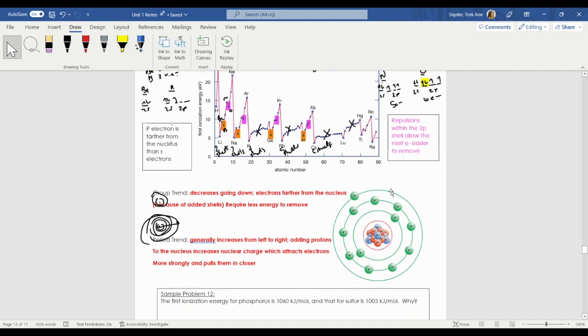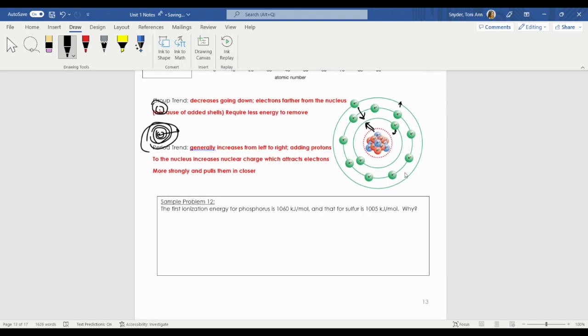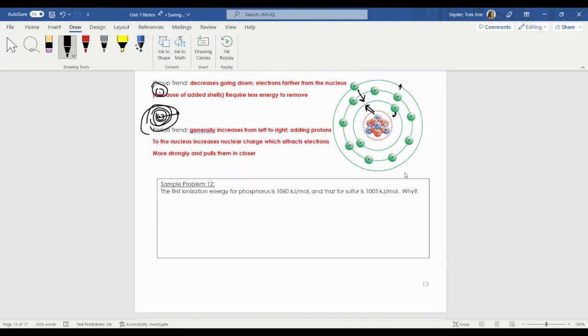And here's a nice little image here. So we have to remember that our protons are what attracts one another in the nucleus. Our protons will attract the electrons, like this, but electrons will also repel other electrons. And that's, again, the whole idea behind Coulomb's law. This video is pretty long, so let's go ahead and talk about sample problem 12.